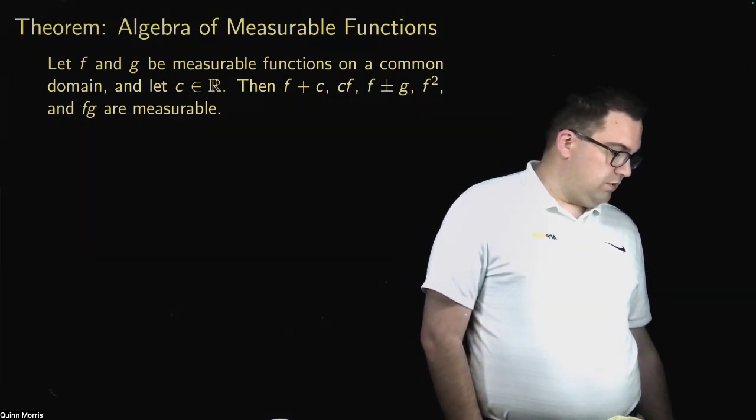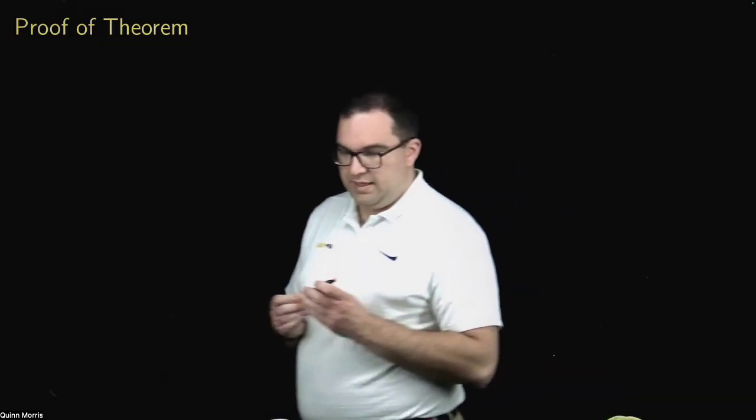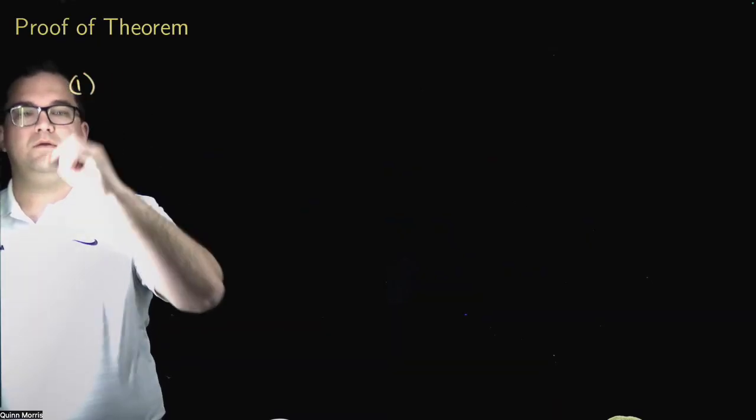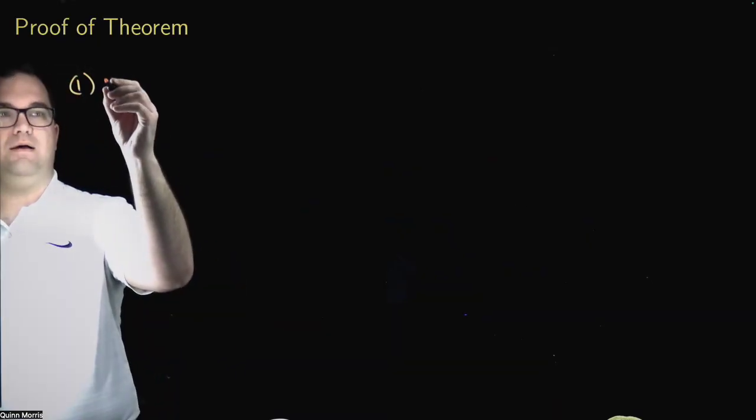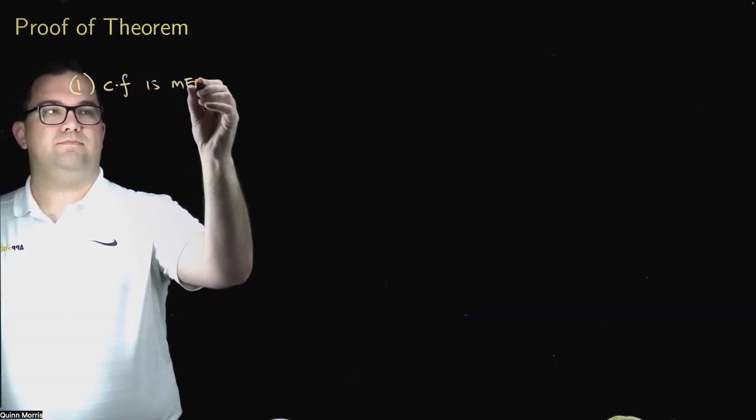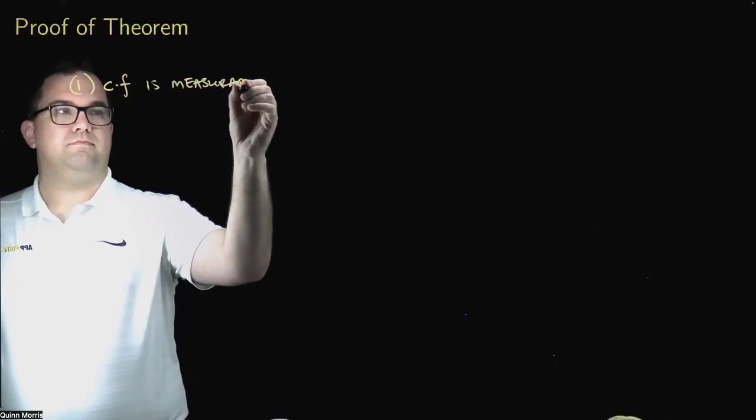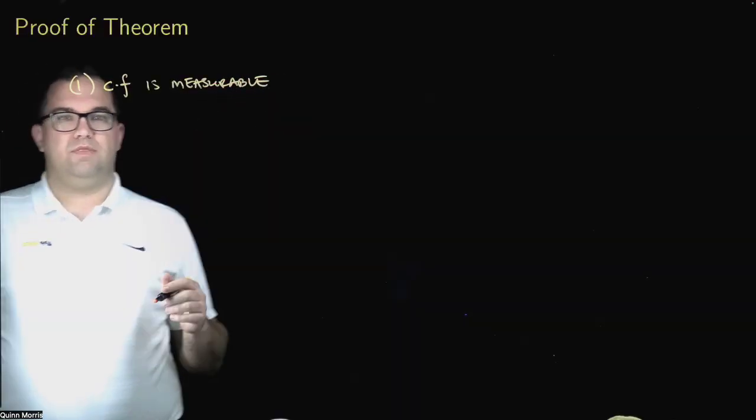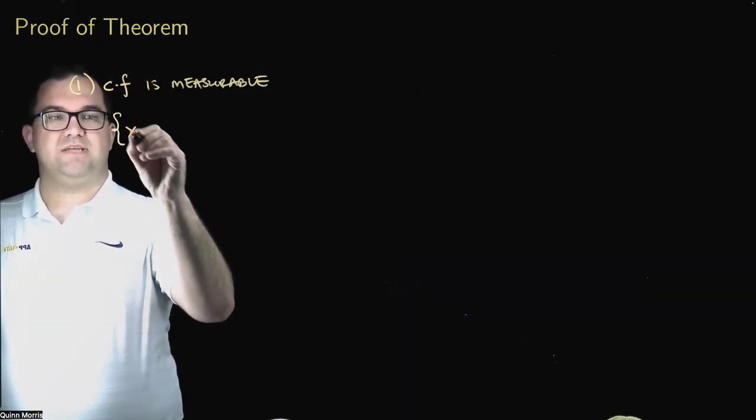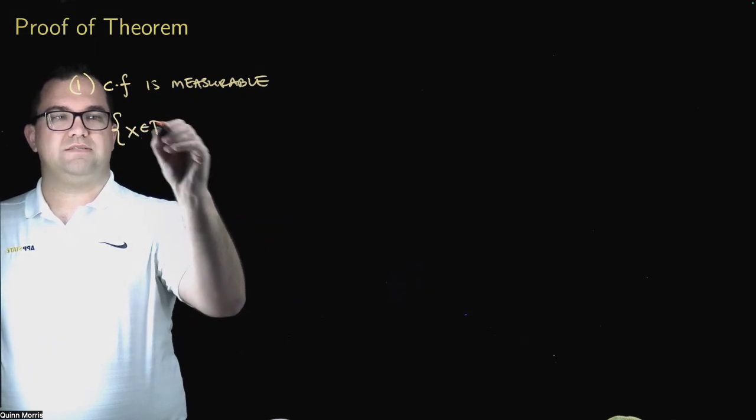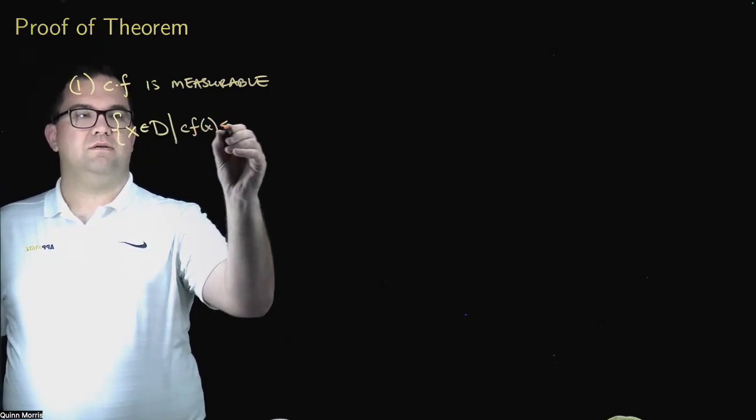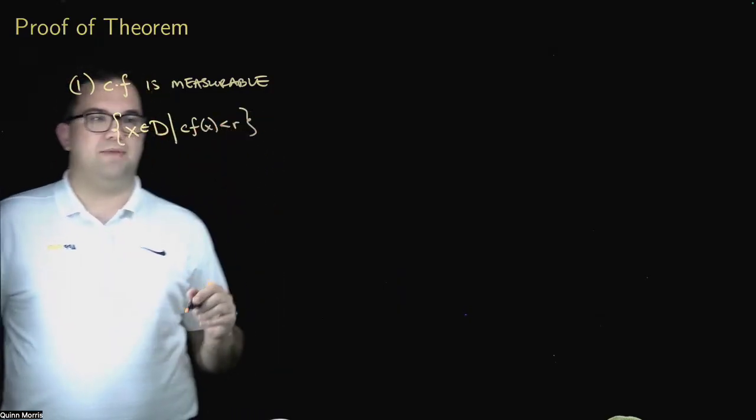Okay, so to begin, let's say we want to prove that c times f is measurable. Okay, well then what do we need to do? We need to show that one of the measurability conditions is satisfied. So say I wanted to show that the set of all x in the domain such that c times f of x is less than r is a measurable set.